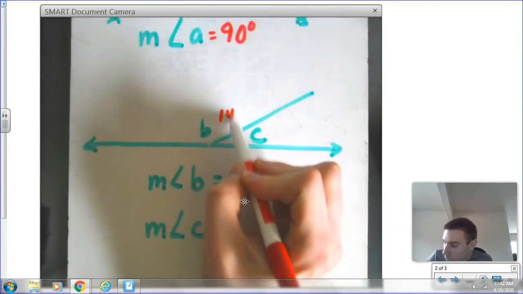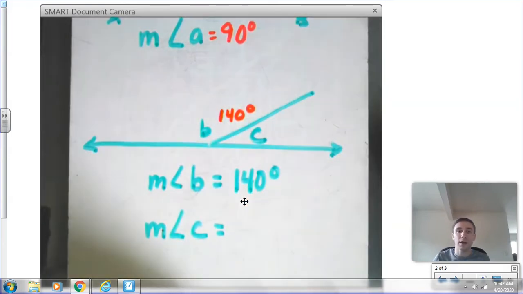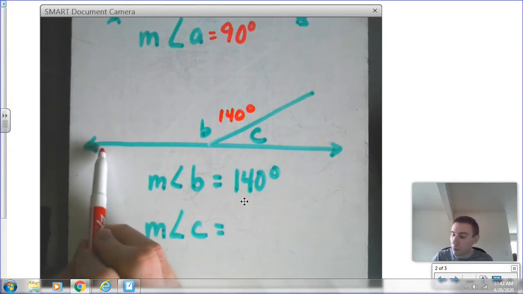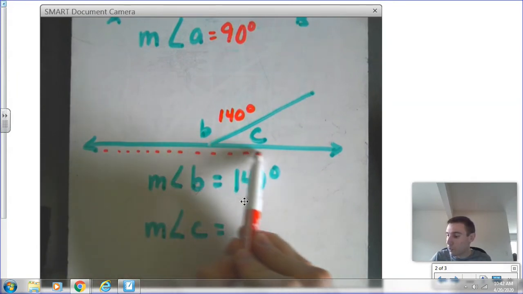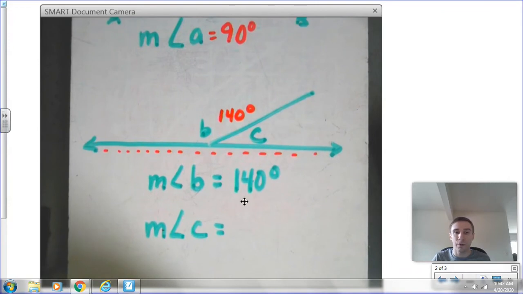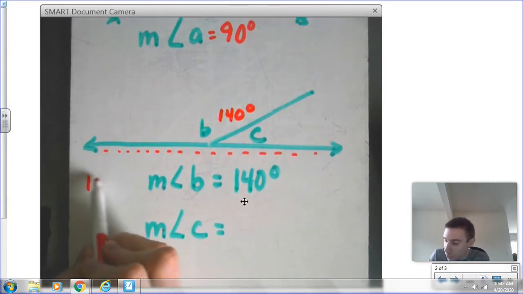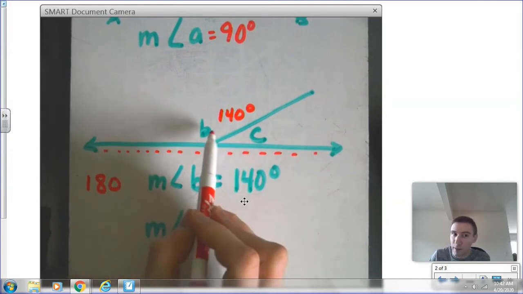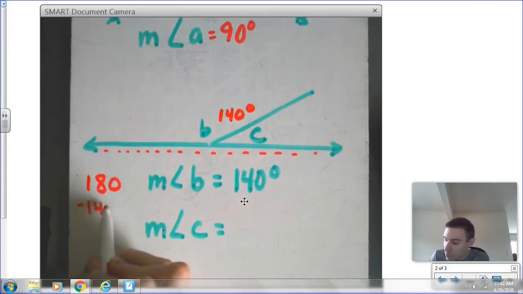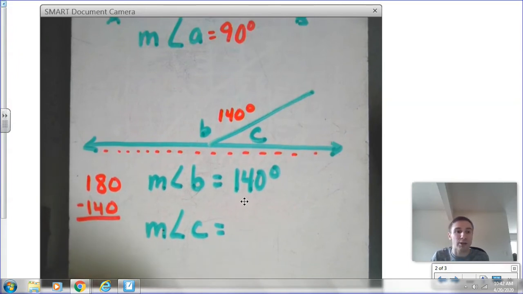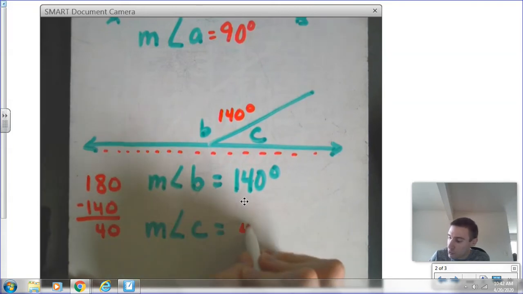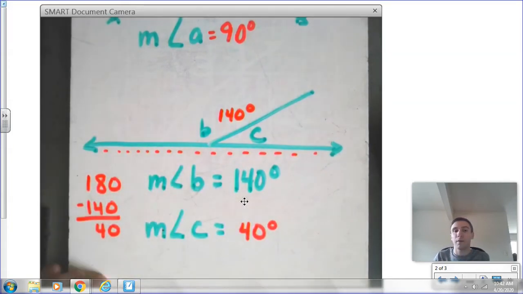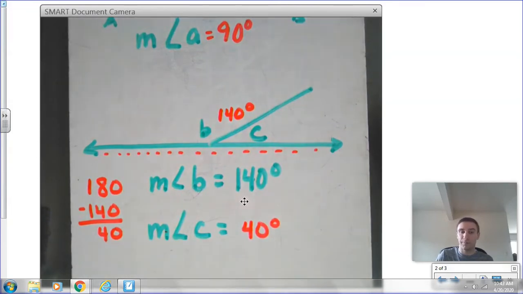So here's 140 degrees. Now I have to figure out the measure of angle C. I can remember to use the rule of 180 because this is a straight line right here. So again, I can do some subtraction. I know that if there's 180 degrees on a line, angle B is part of that. It's 140 degrees. When I subtract, I'm going to get the part that's left over. So I'm going to subtract and find that the measure of angle C is just 40 degrees.